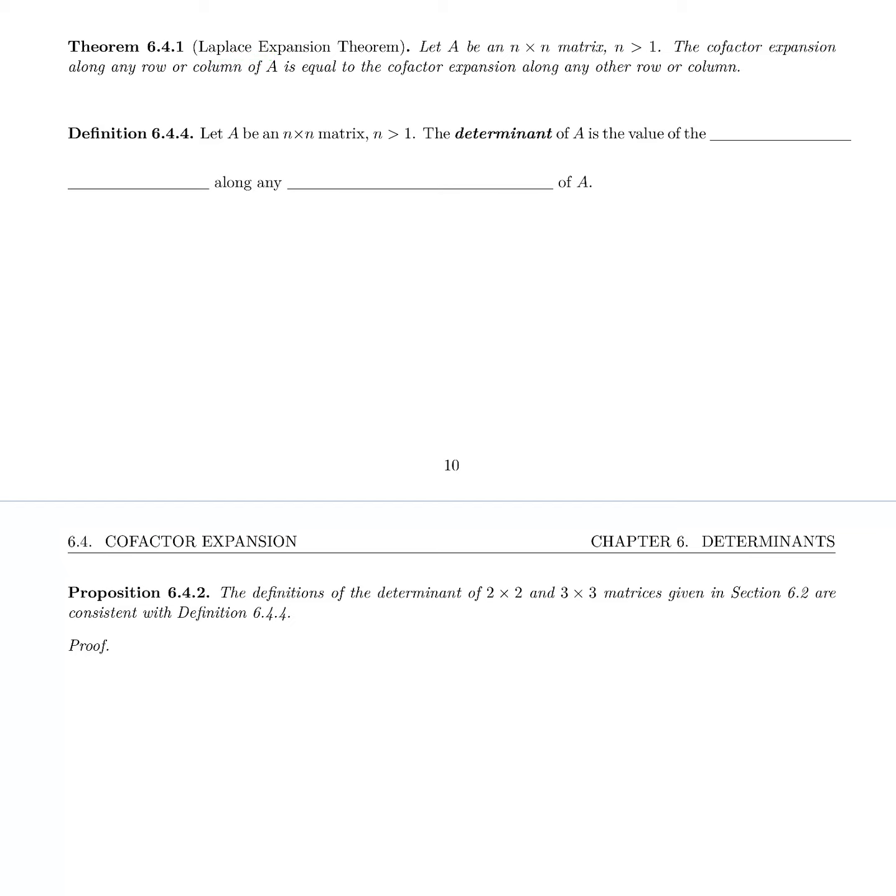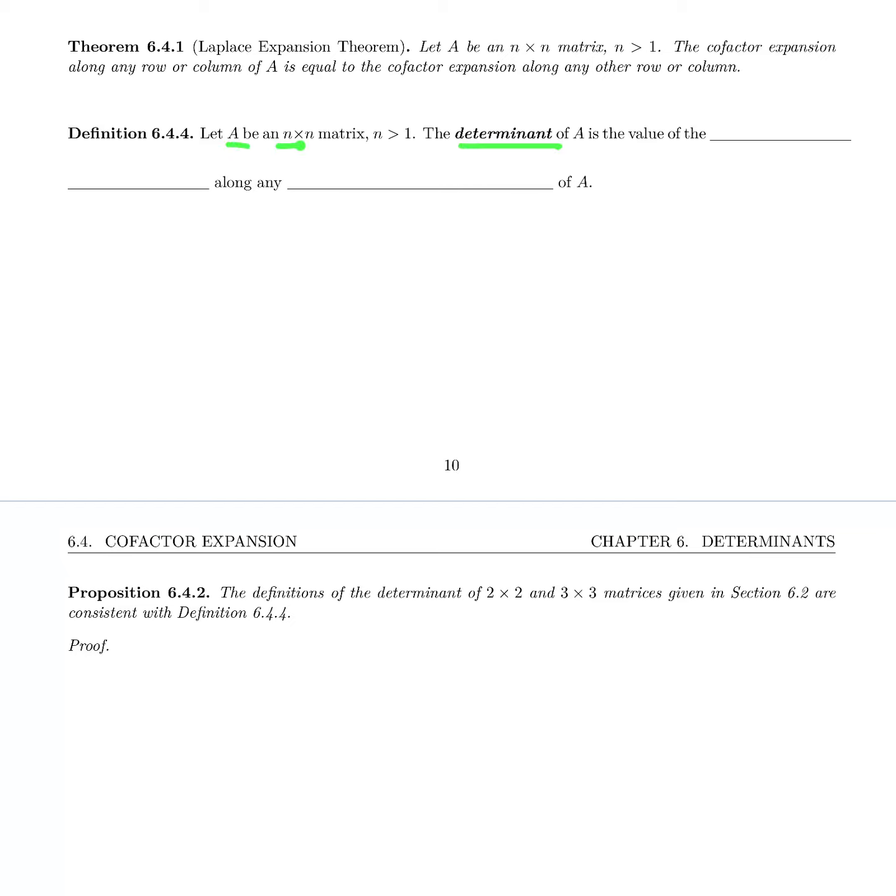Let A be an n by n matrix with n greater than 1, then the cofactor expansion along any row or any column of A is equal to the cofactor expansion along any other row or column. It means it doesn't matter what row or column you choose, the cofactor expansion will always give you the same number. This is super nice because that means that we can define this cofactor expansion to be the determinant.